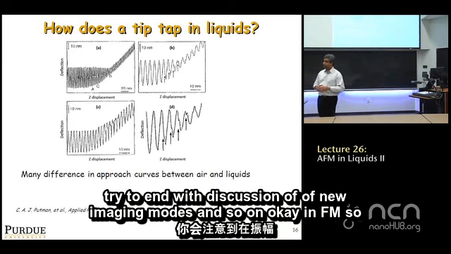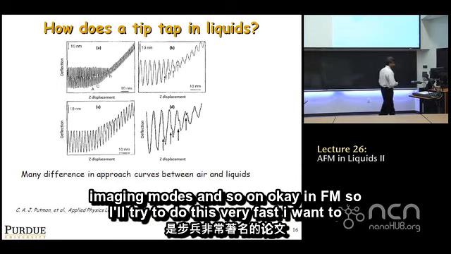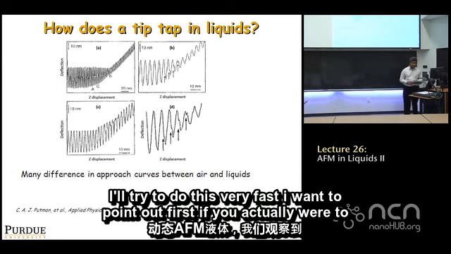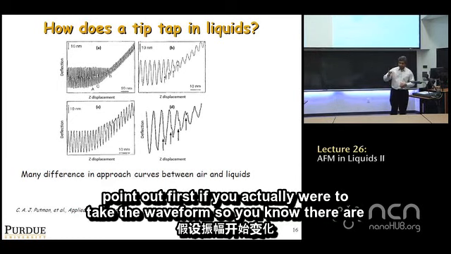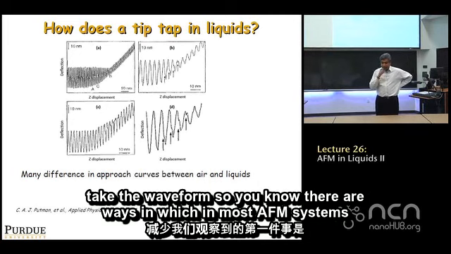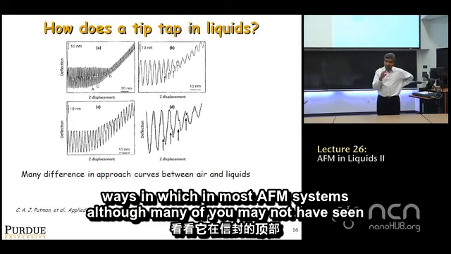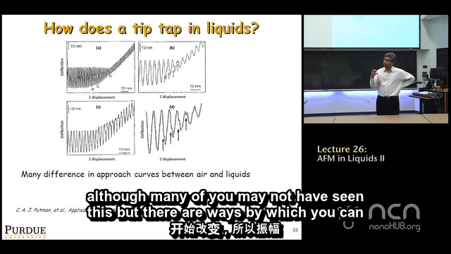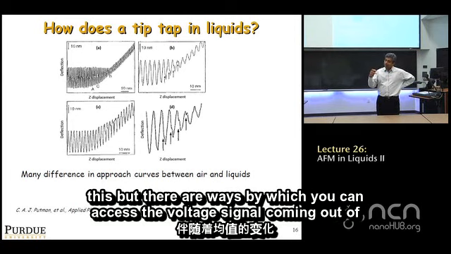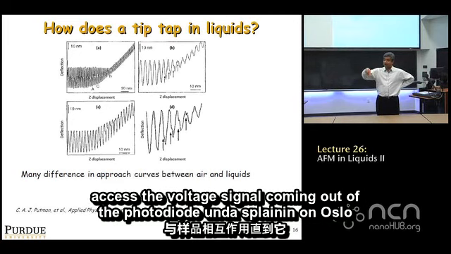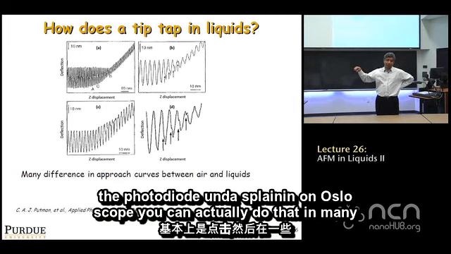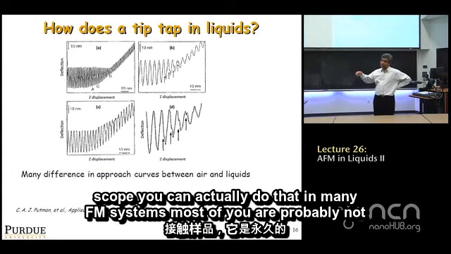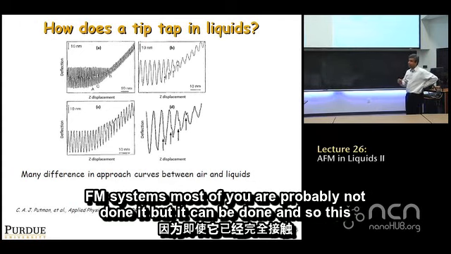Okay, in AFM, I'll try to do this very fast. I want to point out first, if you actually were to take the waveform, there are ways in most AFM systems, although many of you may not have seen this, by which you can access the voltage signal coming out of the photodiode and display it on an oscilloscope. You can actually do that in many AFM systems. Most of you have probably not done it, but it can be done.